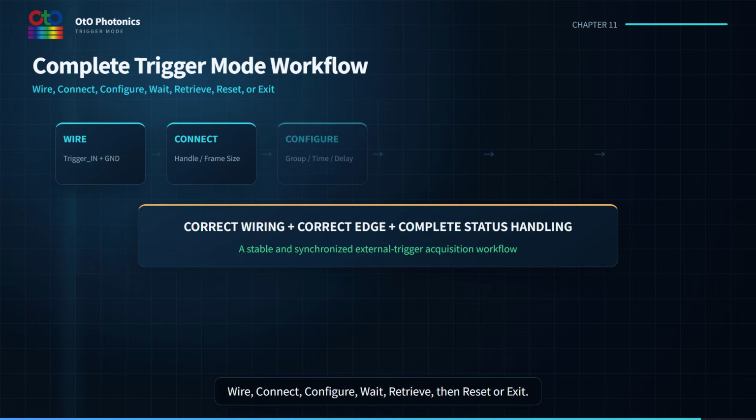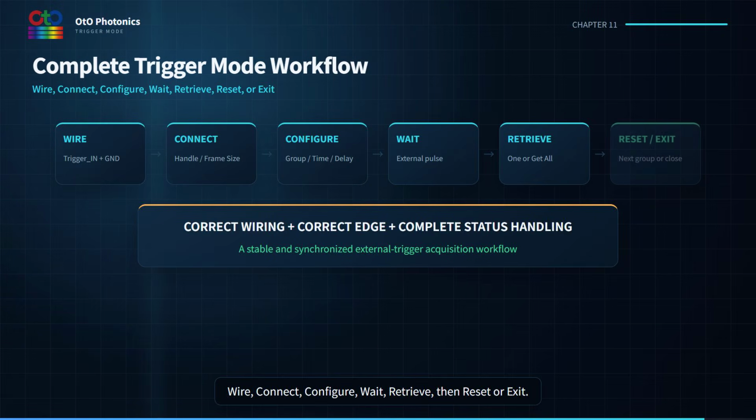To summarize the OTO trigger mode workflow, first, confirm the GPIO pins and common ground. Second, connect and prepare the wavelength array and data buffer. Third, configure the group count, integration time, and optional delay. Fourth, enable trigger and wait for the external pulse. Fifth, confirm completion and retrieve the spectra. Sixth, reset for the next group or exit trigger mode. Correct wiring, the correct trigger edge, and complete status handling are the keys to stable and synchronized external trigger acquisition.